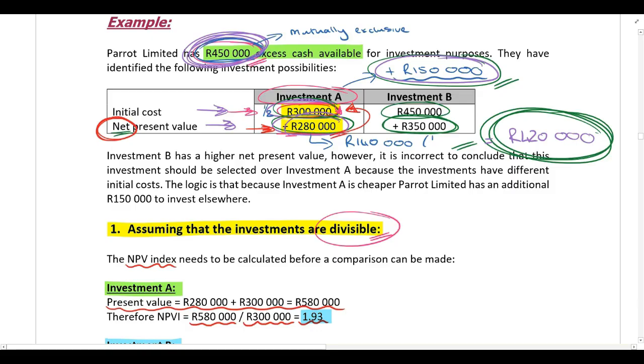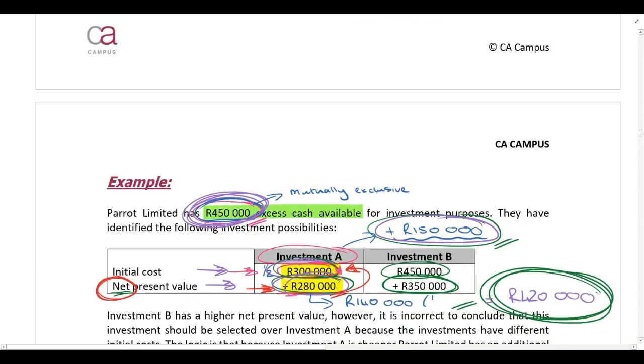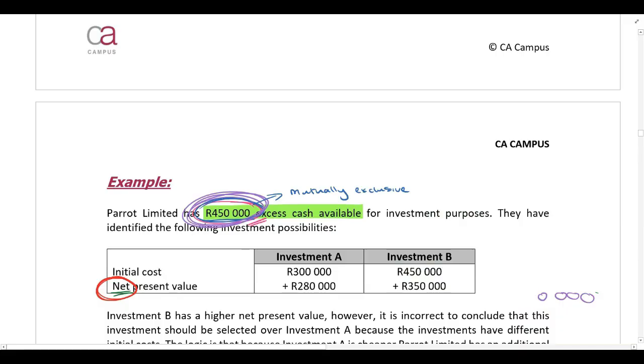So that's why if the projects are divisible, you calculate the net present value index and you select the alternative with the highest net present value index. On the other hand, if the projects are not divisible, you then can't split the projects into smaller components, meaning that we can only invest 300,000 Rand in investment A. We can't invest 450,000 Rand, or we can't invest less if we want to. If we go for investment A, it's not divisible, we have to invest 300,000. If we go for investment B, it's not divisible, we have to invest 450,000.